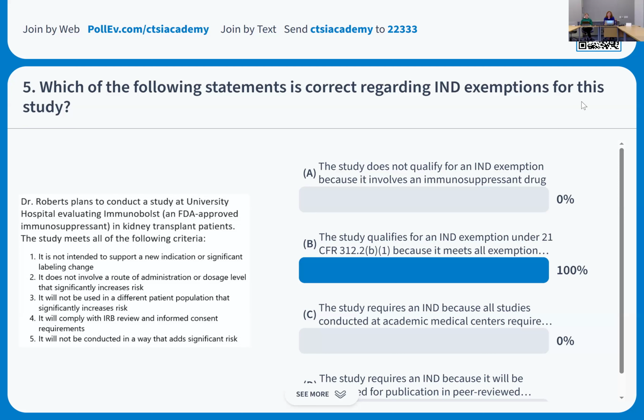All right, so it looks like everybody identified that these were the IND exemption criteria. Yes, very good. Thank you. I'm glad everybody was on the same page with these questions.